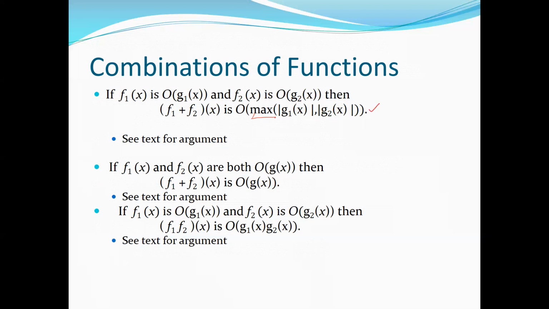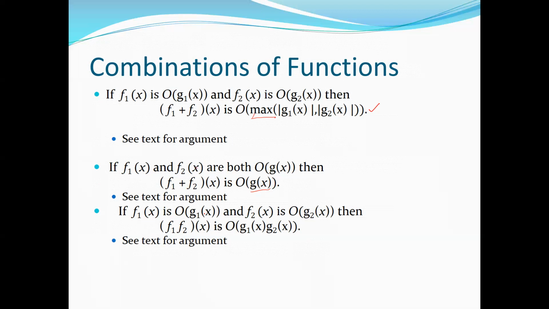Again, for details you can refer to the textbook, where some proofs and examples are given. If f1(x) and f2(x) are both big O of g(x), then obviously f1 plus f2 of x is big O of g(x). That's the straightforward rule: these two functions are already big O of g(x), so if we combine them, even add them up, they will be big O of g(x).